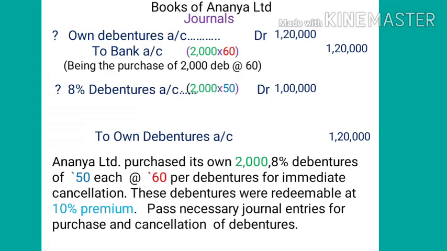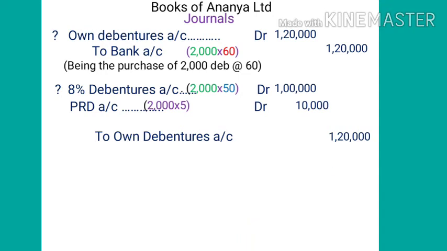Then we see here the debentures are redeemable at 10% premium. So for this we'll have PRD account, that means premium on redemption of debentures account debit. And what is the premium? 10%. 10% of 50 rupees is 5. So it is 2000 into 5 gives you 10,000. Right? Now let's take the total here. What is the total of the debit side? 1,10,000 for this journal entry. And on the credit it is 1,20,000, right?